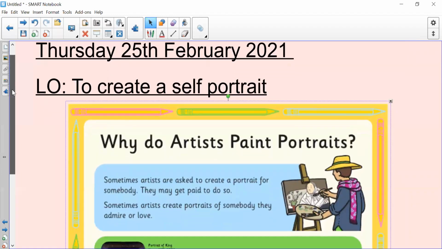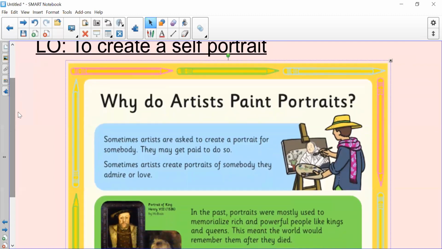So why do artists paint portraits? Sometimes artists are asked to create a portrait for somebody. They may get paid to do so. Sometimes artists create portraits of somebody they admire or love.